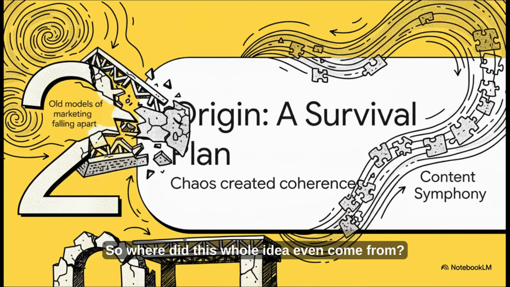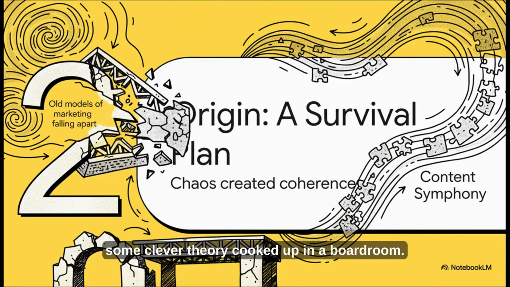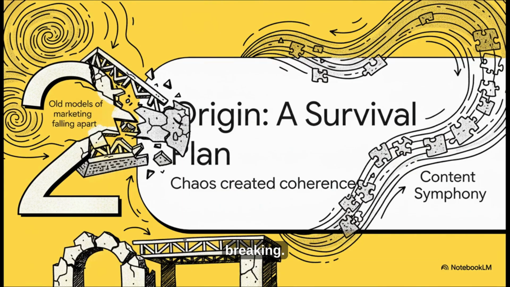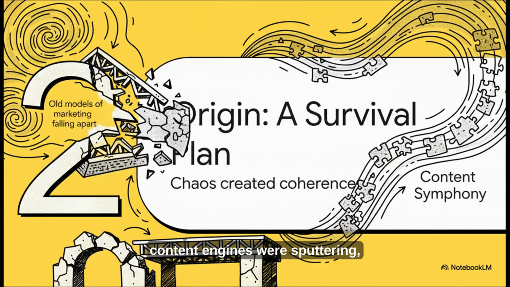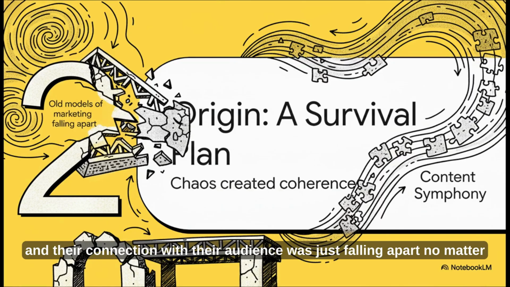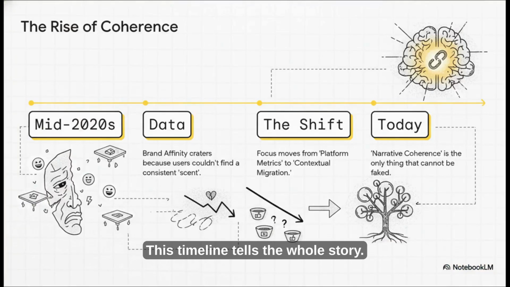So where did this whole idea even come from? It's really important to get that the Content Symphony wasn't some clever theory cooked up in a boardroom. It was a survival strategy. It was forged in the fire of a marketing world that was just breaking. It came from the chaos when brands realized their massive content engines were sputtering, and their connection with their audience was just falling apart no matter how much money they threw at it. This timeline tells the whole story.